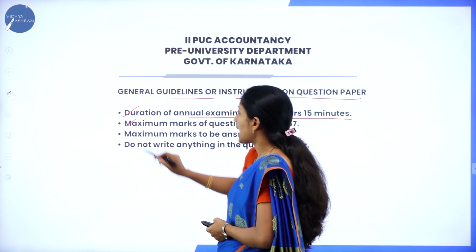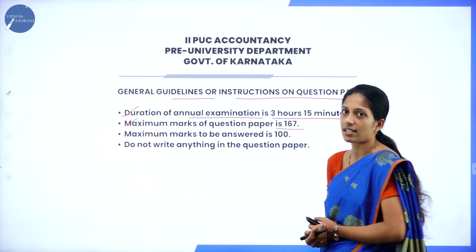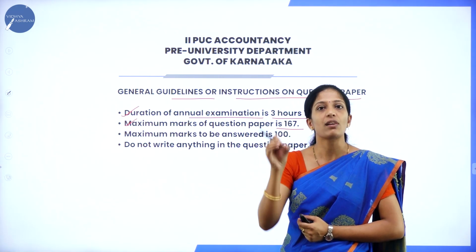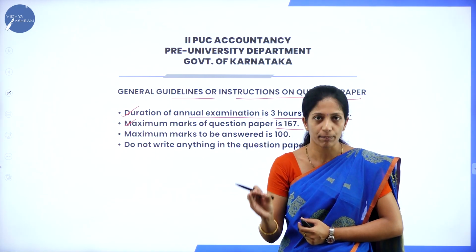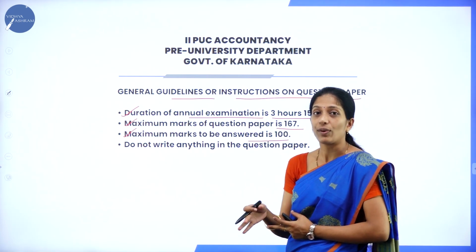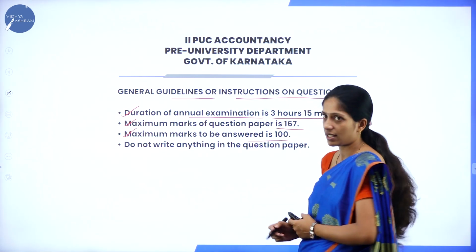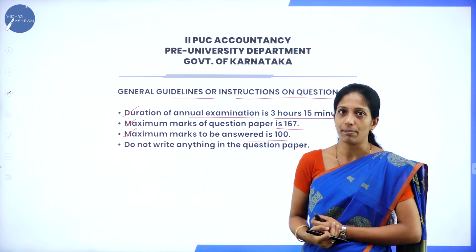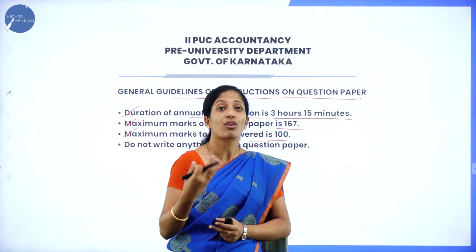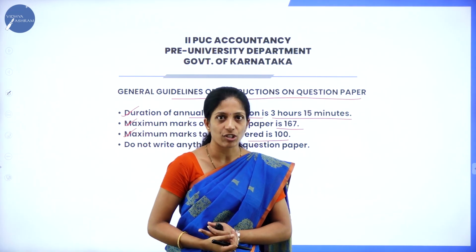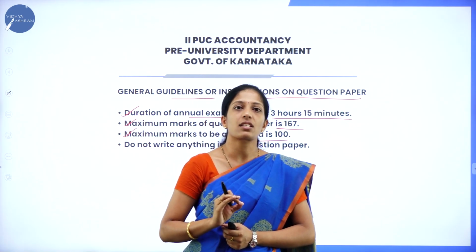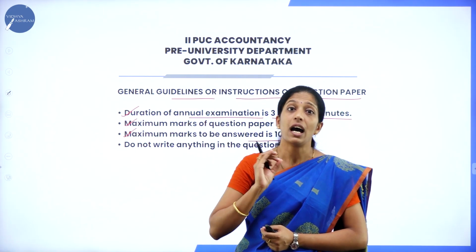The second instruction is that the maximum marks of the question paper is 167. If you see the 2nd PUC question paper, the total weightage of the question paper will be 167 marks. Maximum marks to be answered is 100. So the total weightage along with the options will be 167. But you have to answer for 100 marks. It doesn't mean that you have to just answer for 100 marks. If you know the answers properly, you can attempt extra questions also if you have sufficient time. So the total question paper will be for 167 marks, out of which you have to answer for 100 marks.